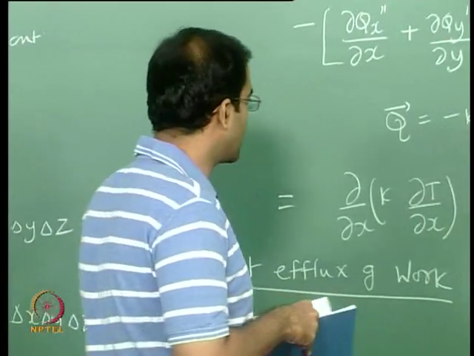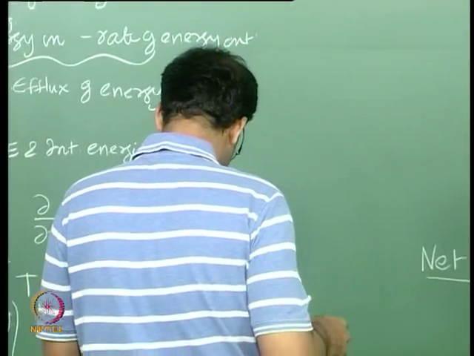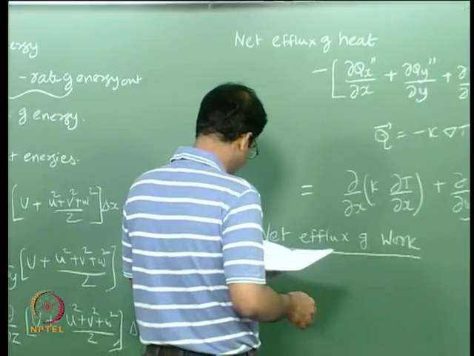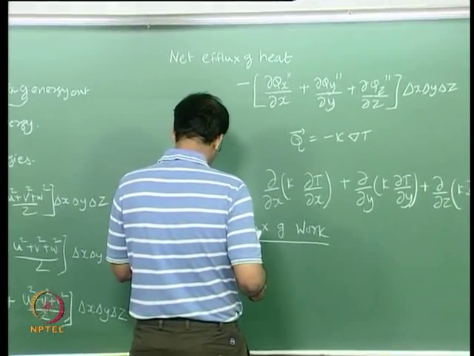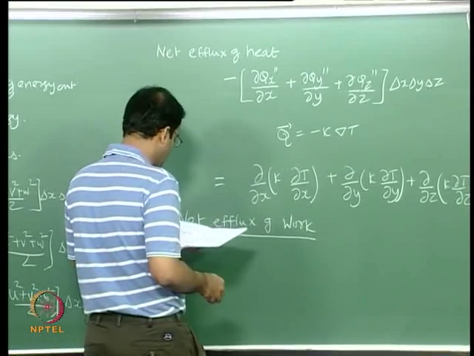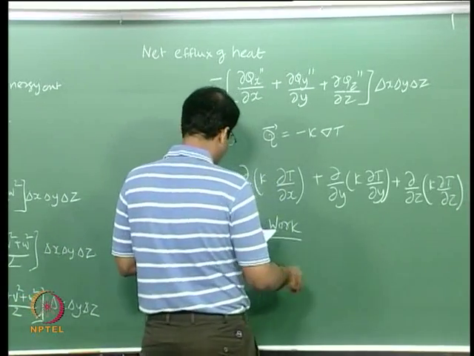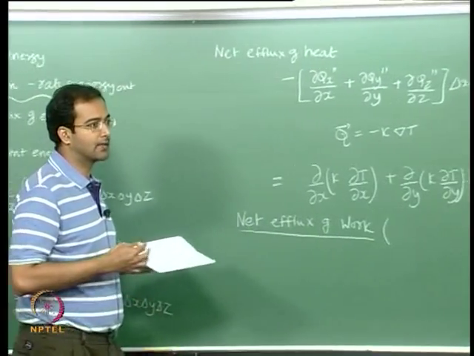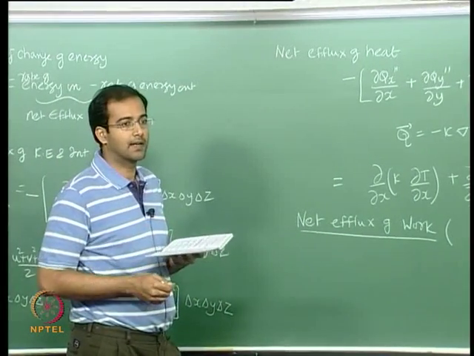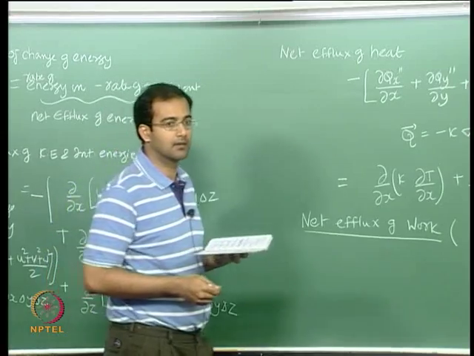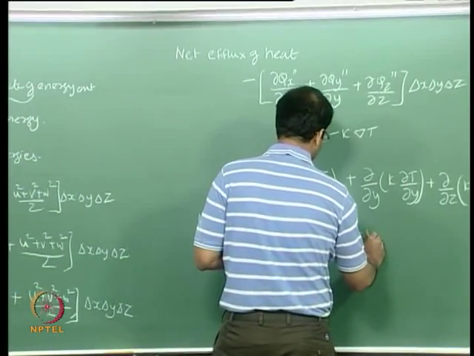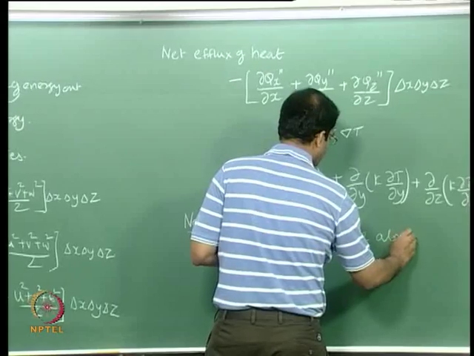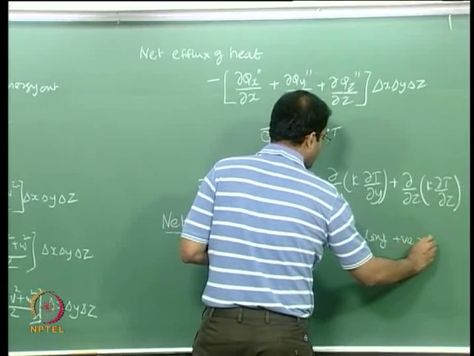So if you do that, the net efflux of work in all the three directions, I am just going to write down and you just please verify if they are correct. And also the sign convention is that I am assuming the net forces acting in the positive direction are all positive work. Okay, they contribute positively along a positive x direction.